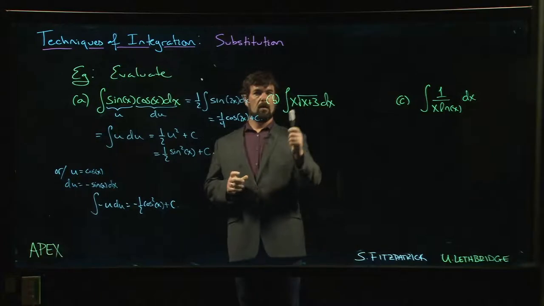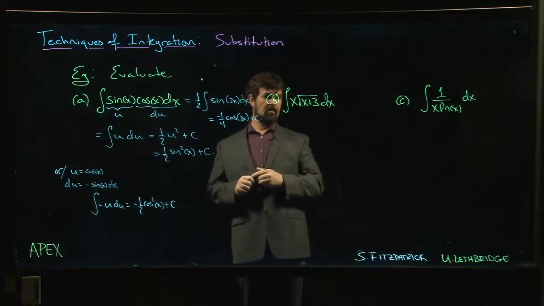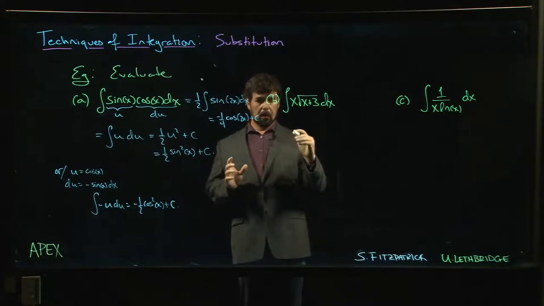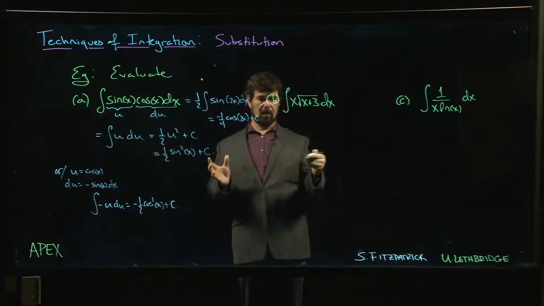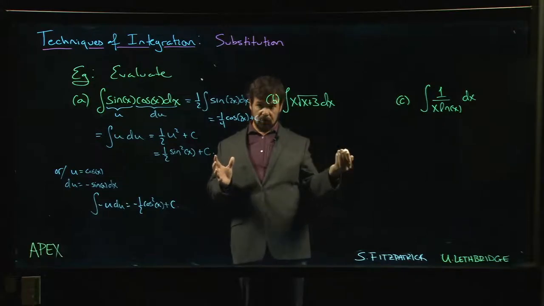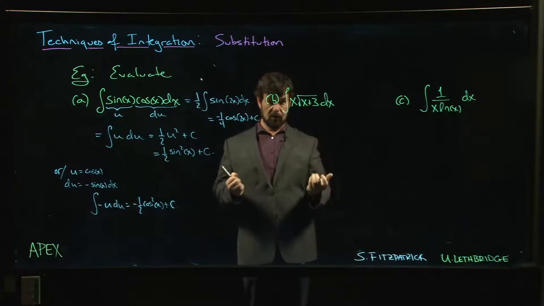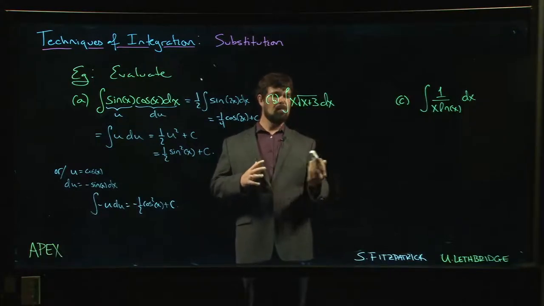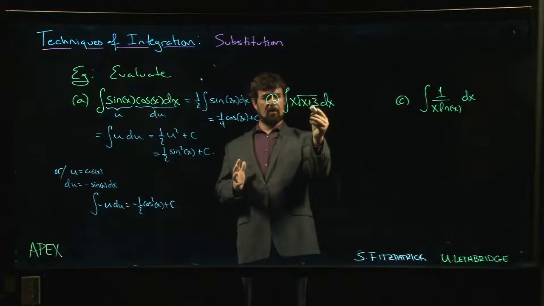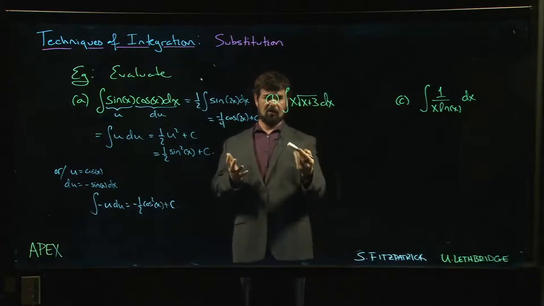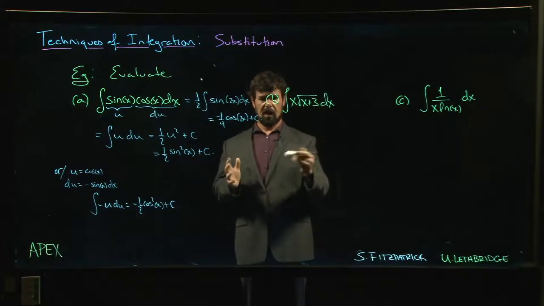All right, what do we do with this integral? x times the square root of x plus 3. This is kind of a funny one. In one sense, there is a substitution that suggests itself right away, because we do have a function under the square root. There is a composition. But you know, the derivative of x plus 3 is 1. It's not x. So what's going to happen here?